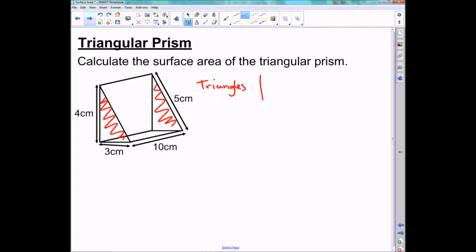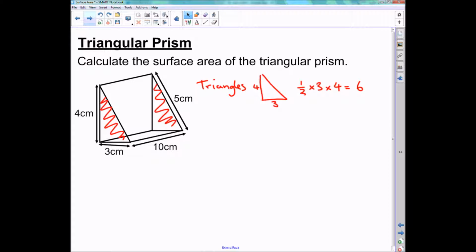Sketching that out, if you remember the triangle, I need the height, which is 4, and the base, which is 3, and then the area of the triangle is a half times the base times the height, which gives me an answer of 6.